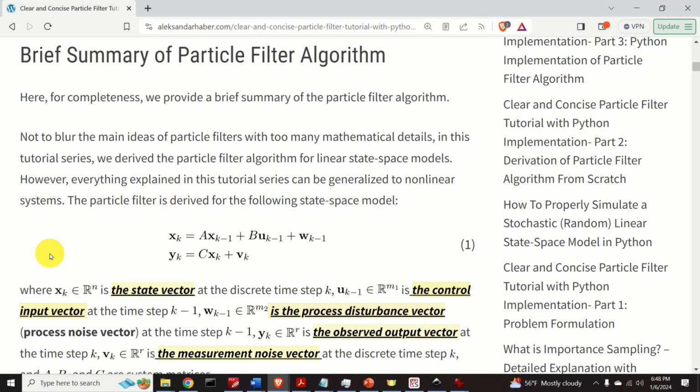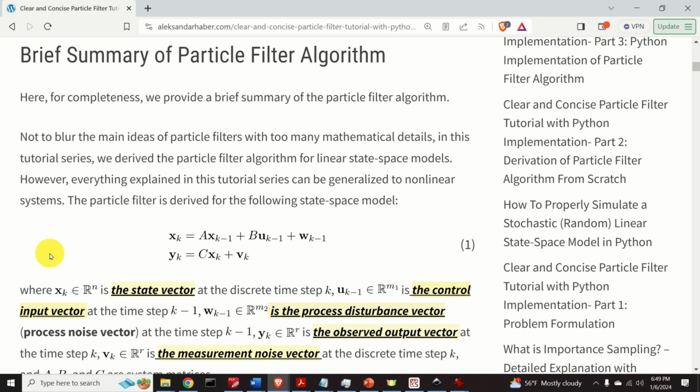Here, for completeness, we provide a brief summary of the particle filter algorithm. As explained in the first tutorial part, not to blur the main ideas of particle filters with too many mathematical details, in this tutorial series we derived the particle filter algorithm for linear state space models. However, everything explained in this video tutorial can be generalized to nonlinear systems.